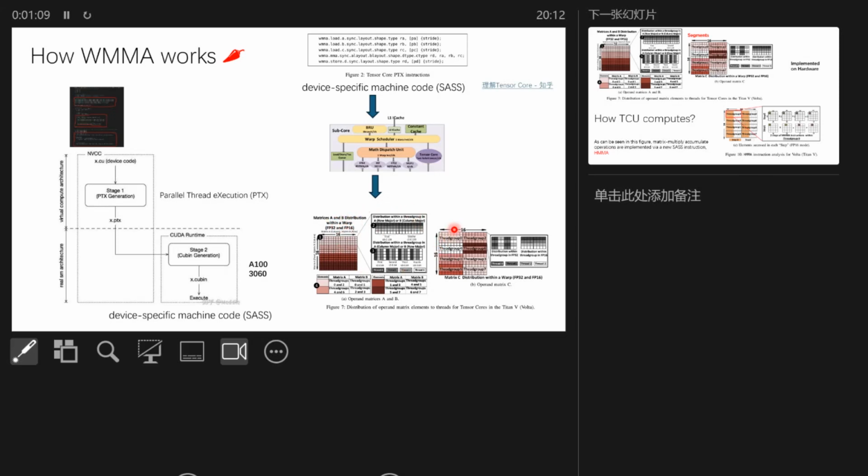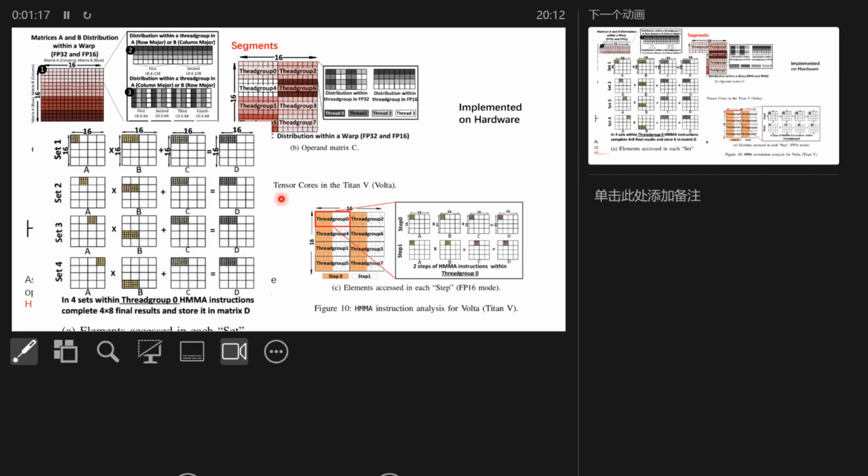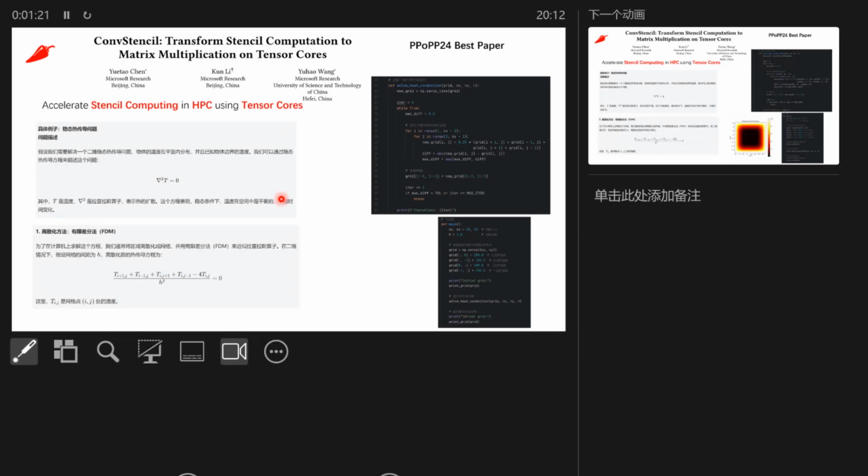Here you would separate several thread groups and segments and compute them step by step. And for time reasons, I won't go deeper into this one.